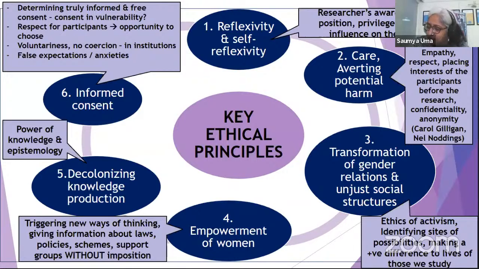I'm aware that it's about 22 minutes, so I'll just take another 2 minutes to complete. So these are 6 ethical principles, and there are probably many more, but I thought these 6 are important to look at. First, reflexivity and self-reflexivity, which I think Professor Nakiran has already talked about. It's about the researcher's awareness of their own position, privilege and biases, and how that can influence the research.